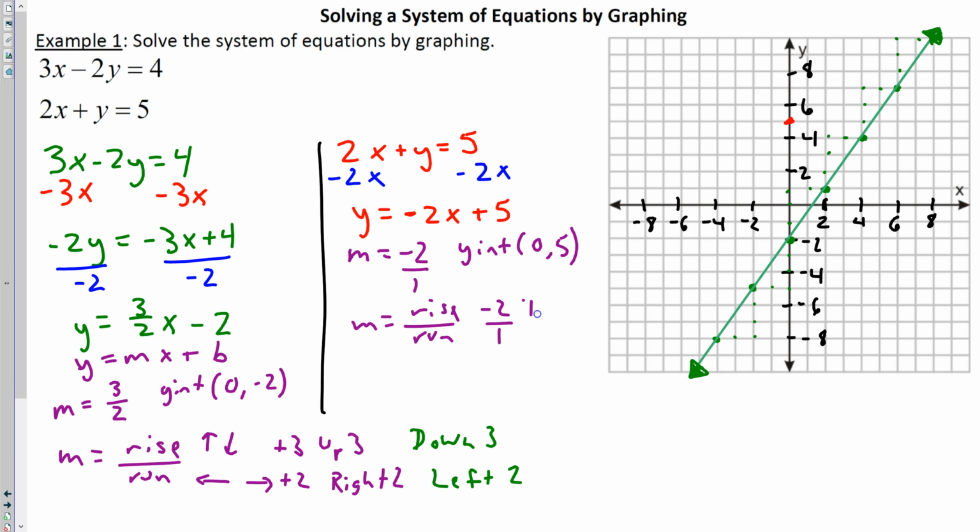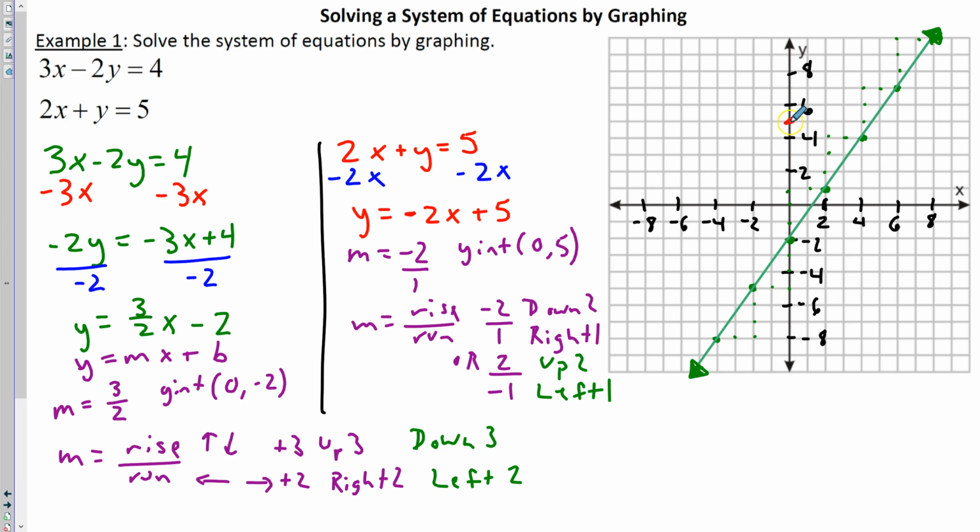That would mean that I need to go down 2 units for every 1 on my run, which would be movement to the right 1. And I could also potentially change this. I could let my negative go on the bottom of my rise over run, and that would be essentially the reverse process. That would allow me to go up 2 for my rise, but then we have to compensate by going to the left 1 on the run. So we can use both of those to generate all the points on my line.